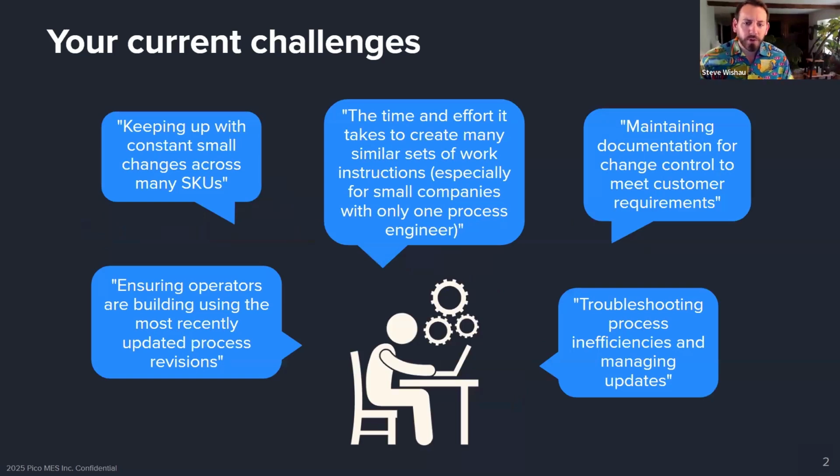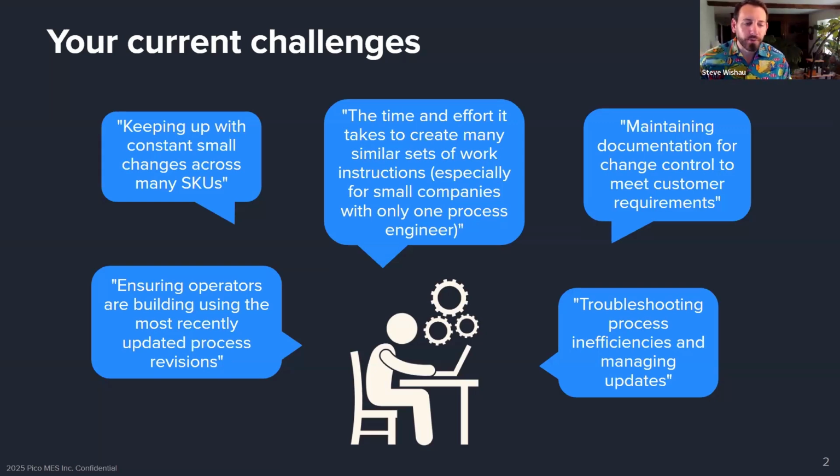So we've heard from our current customer base, there are some current challenges: keeping up with constant small changes across a lot of part numbers can be challenging. We do need to make sure operators are building using the most recent process versions, having that most up-to-date version of the work instructions. Similarly, as we're documenting change control requirements for our customers, it can be really challenging based on the time and effort to go through those instructions. Some of you are smaller companies with only a small number of process engineers, so troubleshooting those efficiencies can take time in managing those updates. So there's a lot of time and resource considerations that come into play.